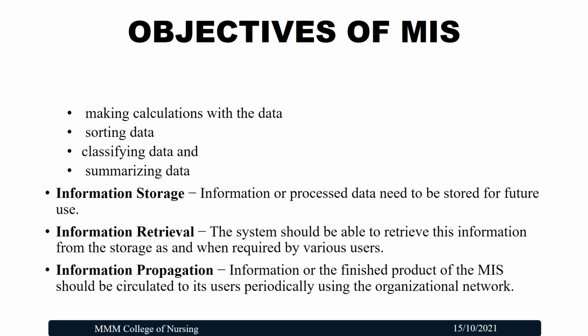Information retrieval. The system should be able to retrieve this information from the storage as and when required by various users. Information propagation. Information on the finished products of the MIS should be circulated to its users periodically using the organizational network.